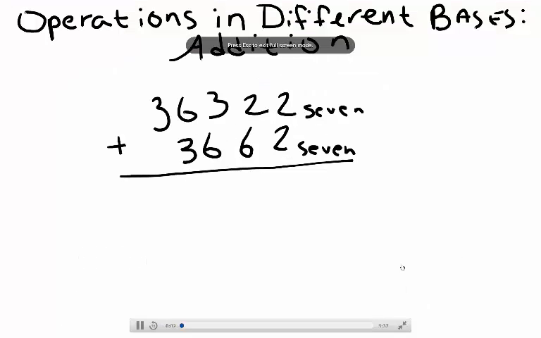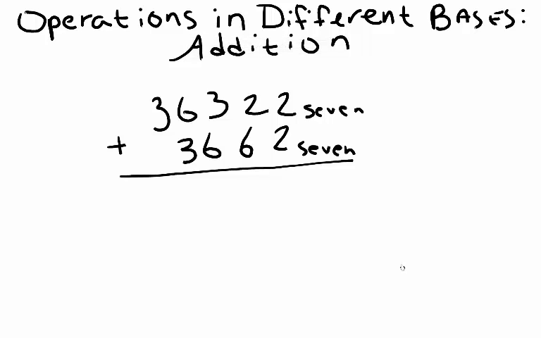In this video, we're going to learn how to add in base 7. Suppose I have the following base 7 numbers, 36322 and 3662, and I wish to take the sum, or add them together. I'll start by adding 2 plus 2, which is 4.